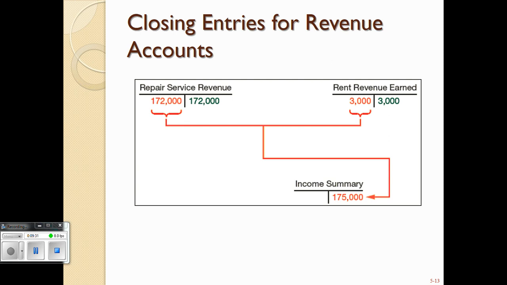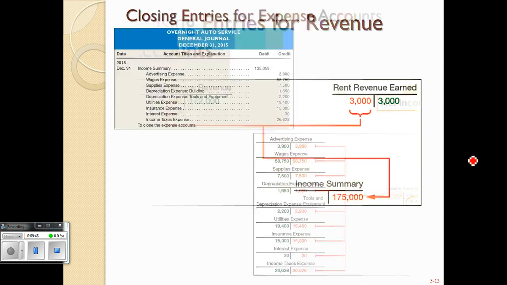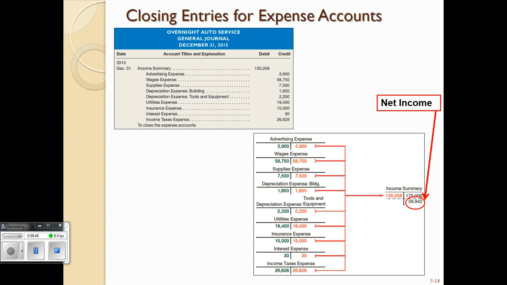So notice what we did. When we closed the revenue accounts, in this particular case, these accounts all went to zero, and it all showed up down here in the income summary. Then what we're going to do is close all the expense accounts. Since expense accounts typically have debit balances, we're going to credit them. And once again, these balances now will be 0 and 0 and 0. So all my expense accounts go to 0. Where does it all show up? It all shows up in the income summary.